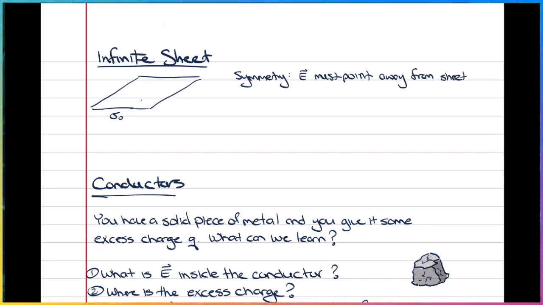Again, if it didn't point away, imagine me rotating it. Same sort of argument. So I know the electric field must point away from the sheet. Since it points directly away from the sheet, I should pick a surface that will ideally have the electric field be parallel to some parts of the surface and perpendicular to other parts. So the cylinder again comes to our aid.